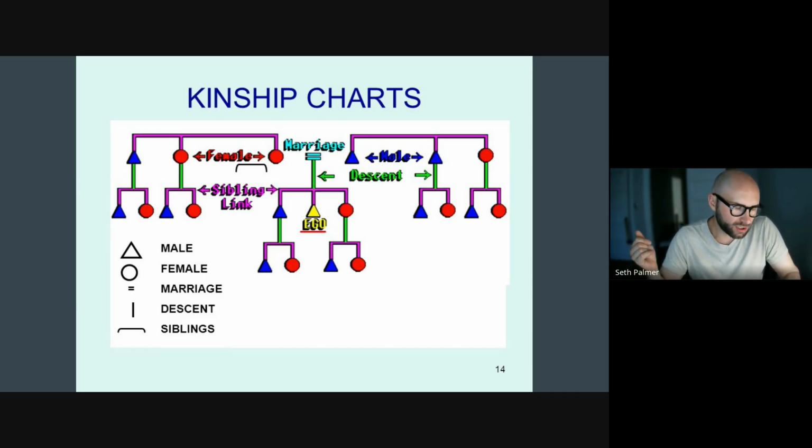Kinship, again, was traditionally understood in terms of consanguineal kin, kin by blood, and affinal kin, or kin by marriage. So if we look at this particular kinship chart, you will see that the equal sign represents marriage or potentially sexual union, right? Certainly not all societies use, say, a Christian or Muslim form of union, marriage, but they might have their own traditions.